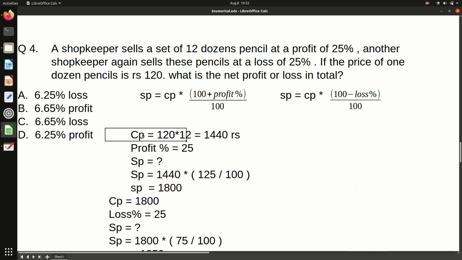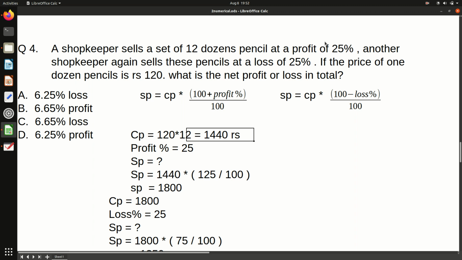At first we can see the cost price is given. It has been given that the price of 1 dozen pencils is 120 rupees, and we know there are 12 dozen, so it will be 120 into 12. So 1440 rupees is the cost price of the pencils.